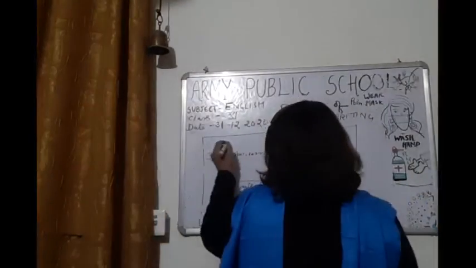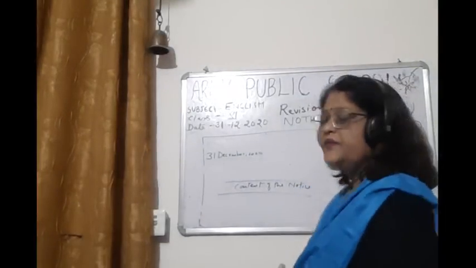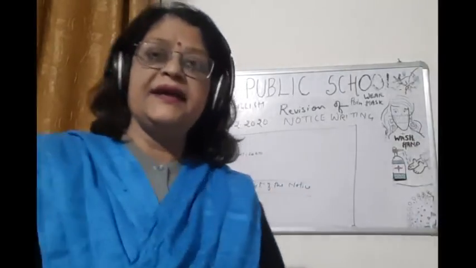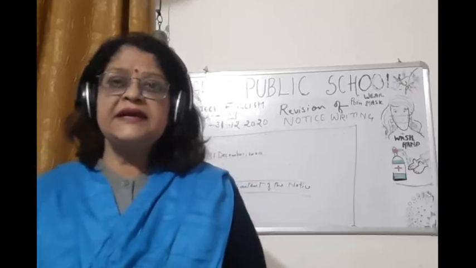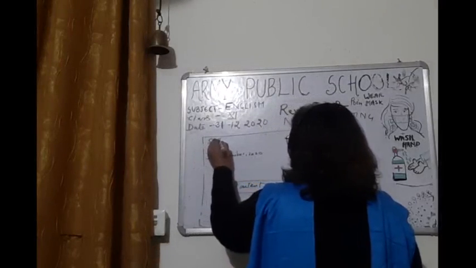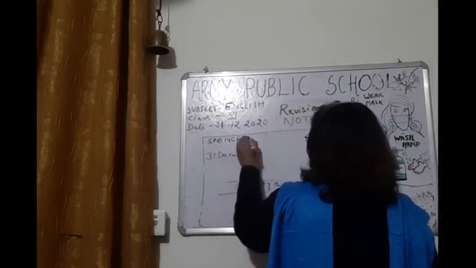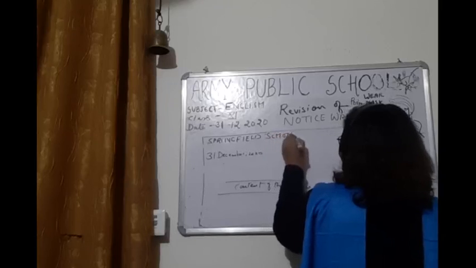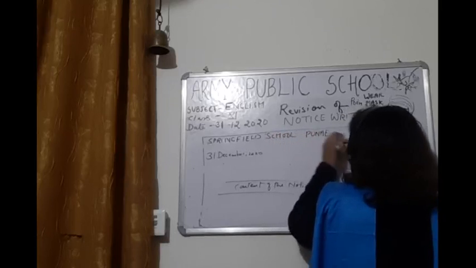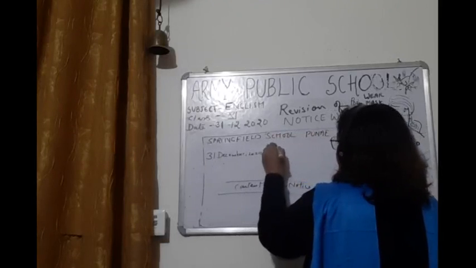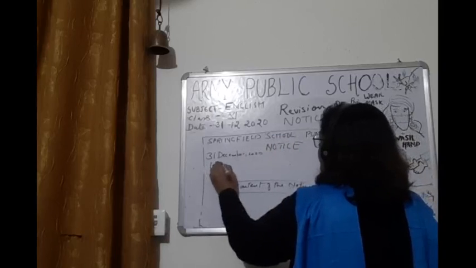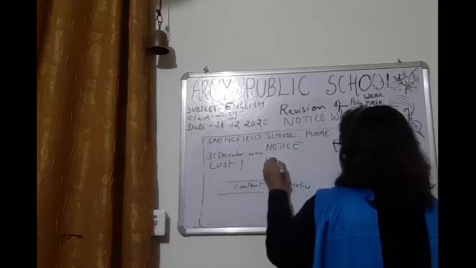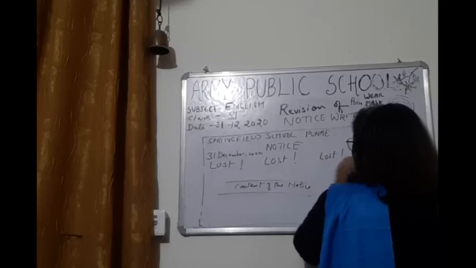So once I'm writing, children, first of all, the name of this institution. First line, children, you have to leave blank. That is Springfield School, Pune. And then children, here you have to write NOTICE with a capital letter, and then 3 times you have to write LOST! LOST! LOST!